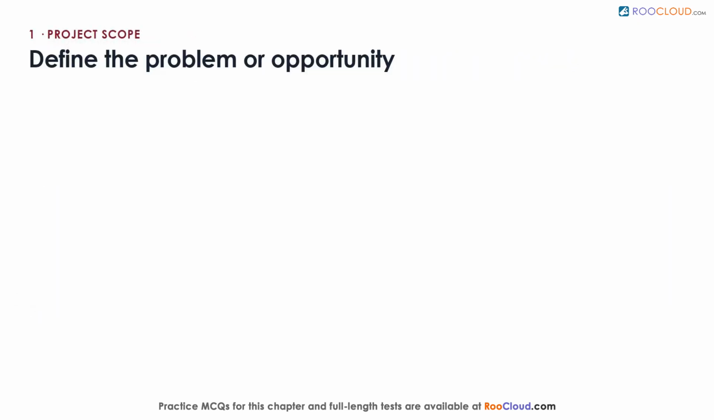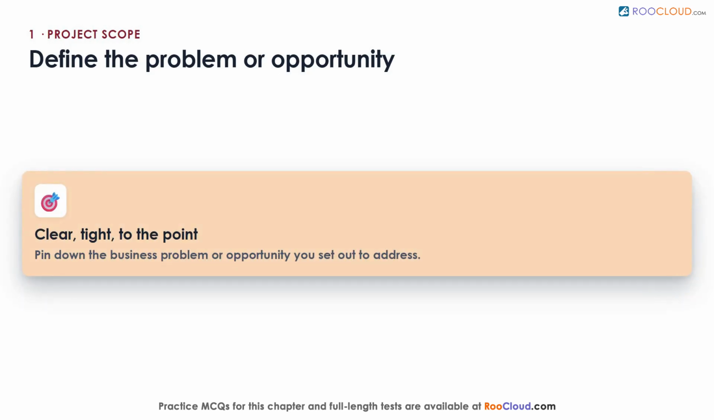What's the first part of a feasibility study? Project scope. This defines the business problem or opportunity to address. It should be clear, tight, and to the point.